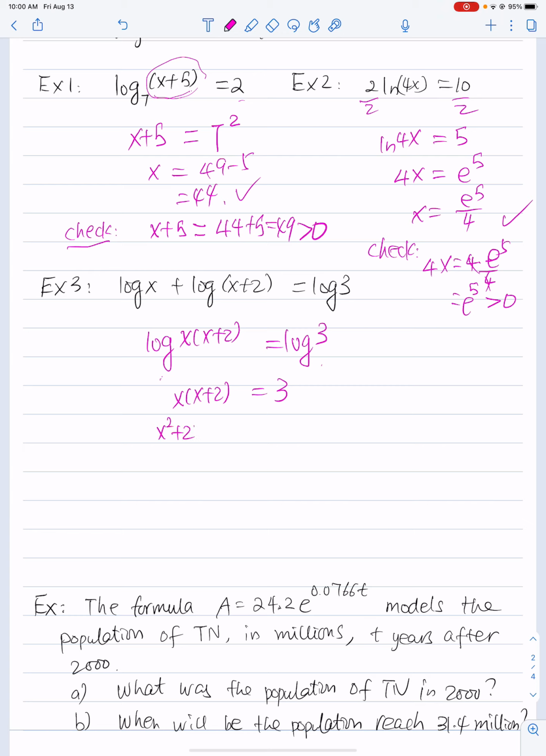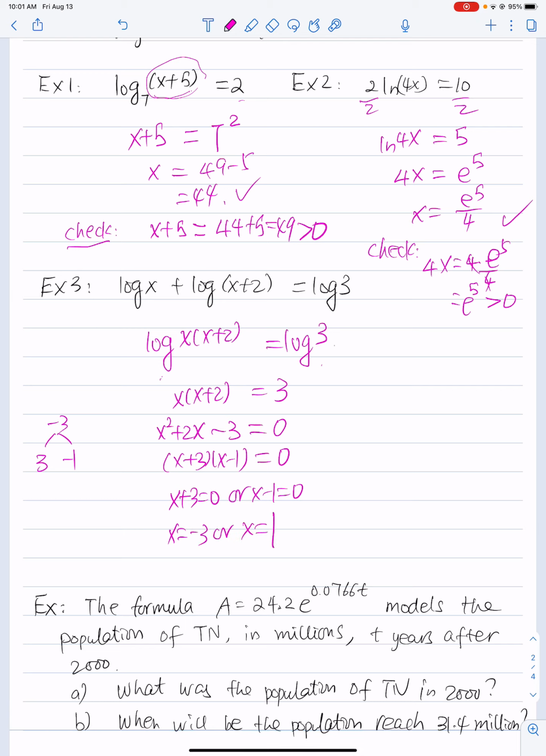x squared plus 2x minus 3 equals 0. So what should we do? We want negative 1 and 3, so that they add to positive 2: negative 1 and positive 3. x plus 3 times x minus 1 equals 0. So what do we have? x plus 3 equals 0 or x minus 1 equals 0. So x equals -3 or x equals 1.